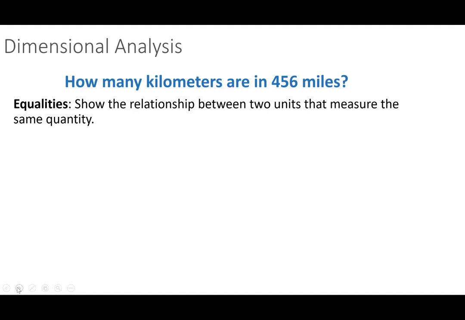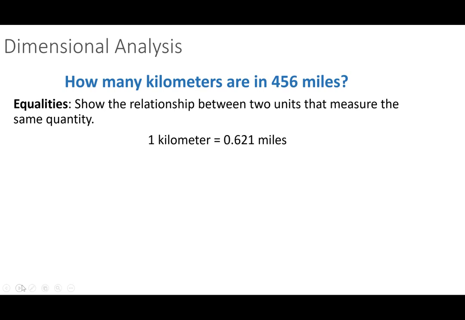So equalities. Equalities show the relationship between two units and they measure the same quantity. So in order to convert from one unit to another, we need to be able to measure those two units in the same quantity. Here's the equality that we would use to solve this problem. 1 kilometer equals 0.621 miles. What does that mean?